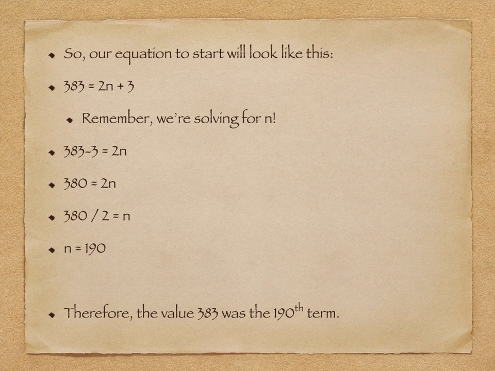I divide both sides by 2 to isolate the n. So 380 divided by 2 is going to equal n. Therefore, n is 190. So our final statement, therefore, the value 383 was the 190th term.